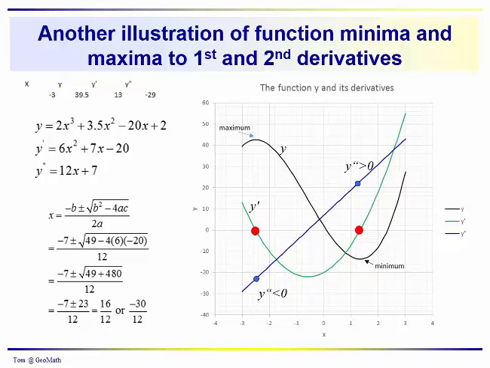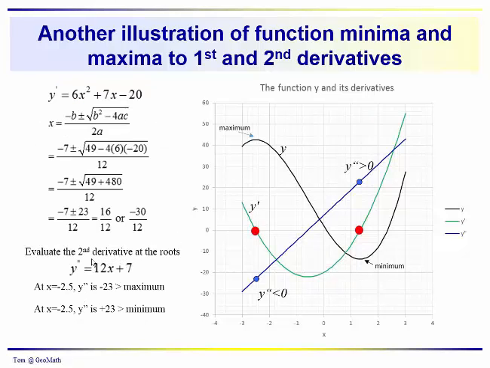So we can see that the first derivative is decreasing here, but it's increasing over here across this minimum. So it's decreasing across the maximum, and we have a negative second derivative there, and it's increasing across the minimum, and we have a positive second derivative there. So positive second derivative, minimum; negative second derivative, maximum.